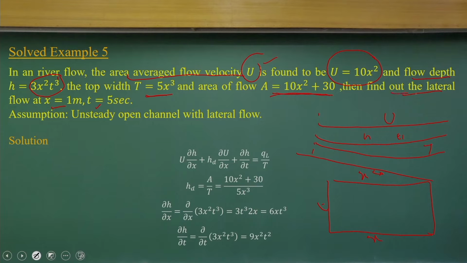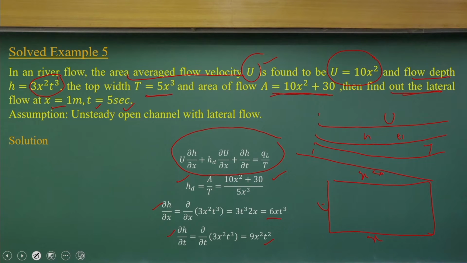Then we try to find out what the lateral flow will be at x equal to 1 meter, t equal to 5 seconds. That means this is our governing equation: the one dimensional continuity equation for the river having a lateral flow QL, where T is the top width. We can find the hydraulic depth A by T as a function. You can get the partial derivative of H with respect to x, and also the partial derivative of H with respect to time.